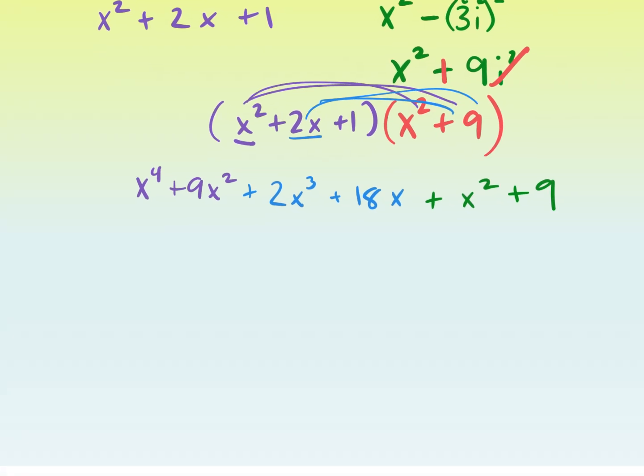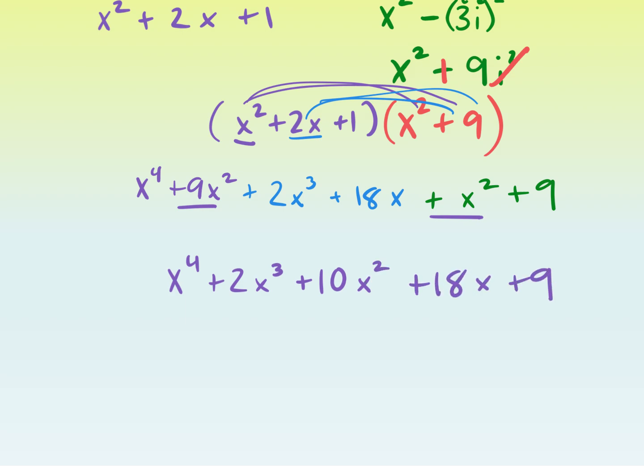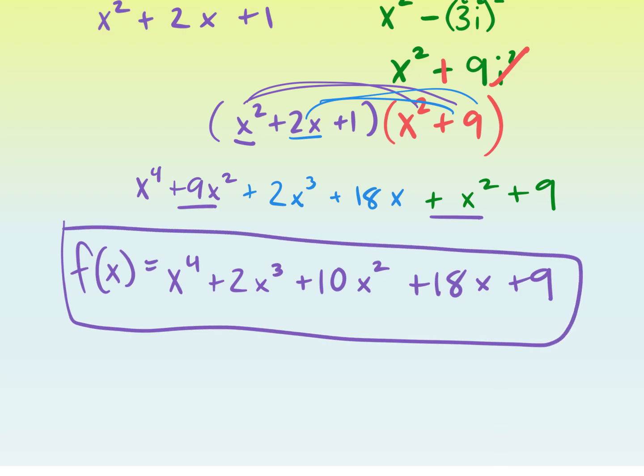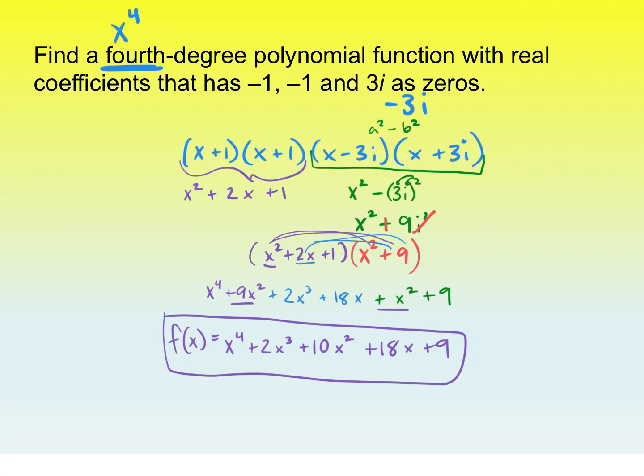Then we just want to combine like terms. So we've got x to the 4th power plus 2x cubed. I'm going to combine my x squared, so that would be plus 10x squared plus 18x plus 9. Very last thing we have to do is just name it as a function. Just put your f of x there. So this would be our answer. We started off with 4 zeros and ended up with x to the 4th power.